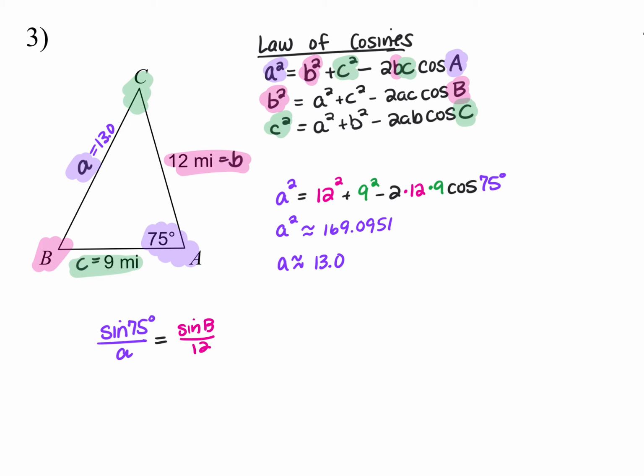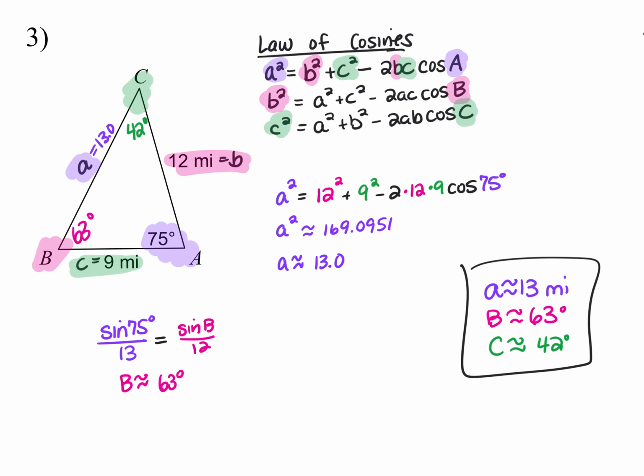Now, once you find that angle, you don't have to use another law of sines, right? So you're going to get an angle measure. You know two angles in your triangle, just subtract from 180, and you'll get your third angle. If you want to know what those are, go ahead and pause the video, try it, and come back, and you can check your answers. So if you look on the right-hand side here, I've got a is about 13 miles, B is about 63 degrees, and then C is about 42 degrees.